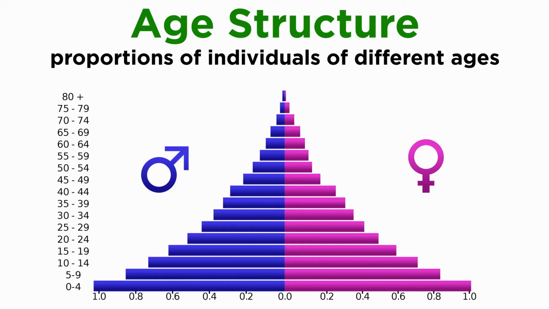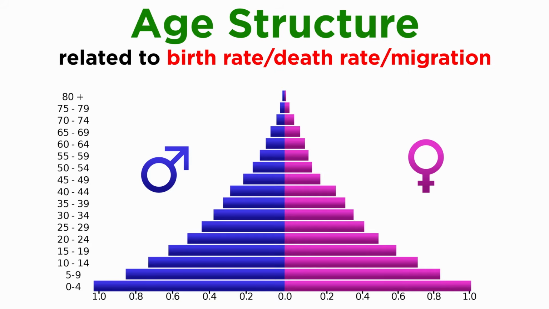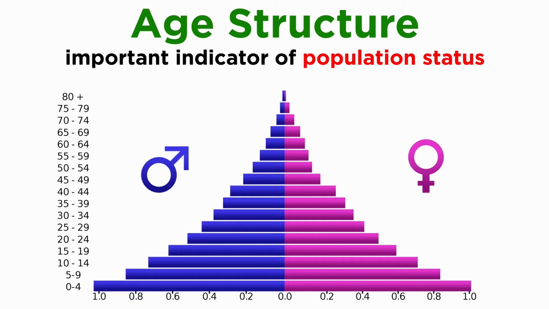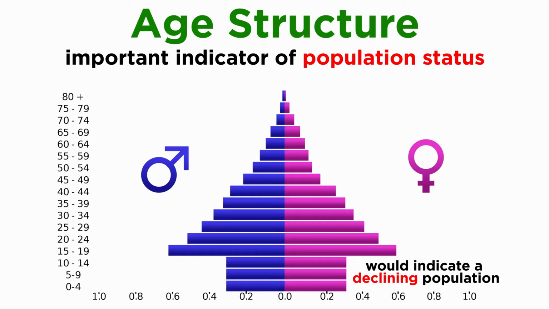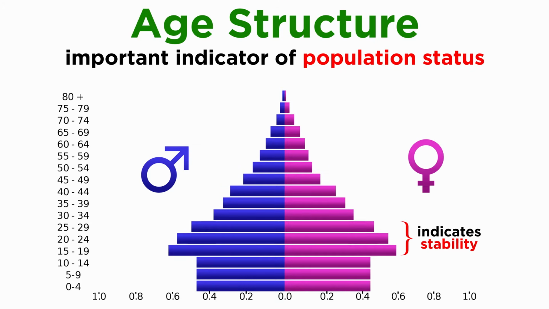Age structure is the composition of a population in terms of the proportions of individuals of different ages for a defined time. It's closely related to the birth rate, death rate, and migration of a population. This variable is an important indicator of population status, as growing populations typically have larger proportions of individuals of younger age, while declining populations have smaller proportions of young individuals. Stable populations typically have relatively more individuals in reproductive age classes.